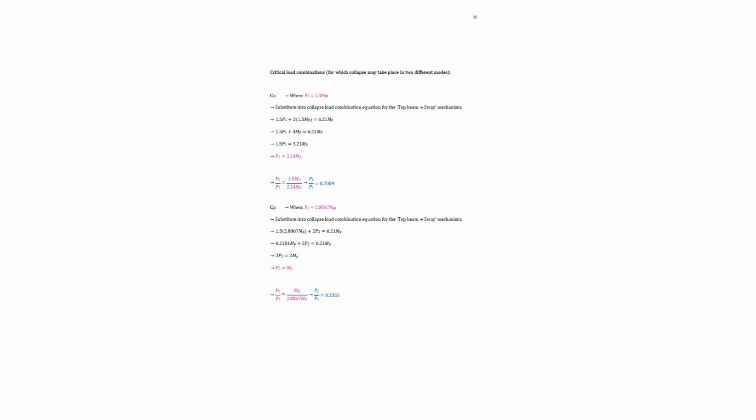Critical load combinations. 1, when P2 is 1.5 times the plastic moment, P1 is 2.14 times the plastic moment. The ratio of P2 to P1 is 0.7009. 2, when P1 is 2.8067 times the plastic moment, P2 equals the plastic moment. The ratio of P2 to P1 is 0.3563.